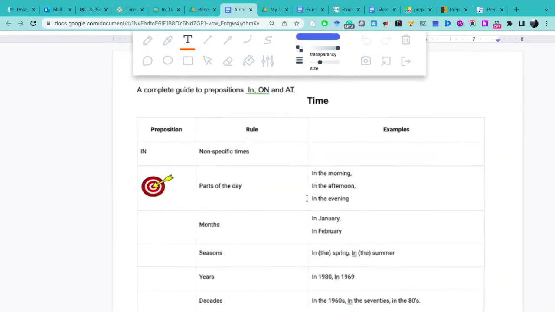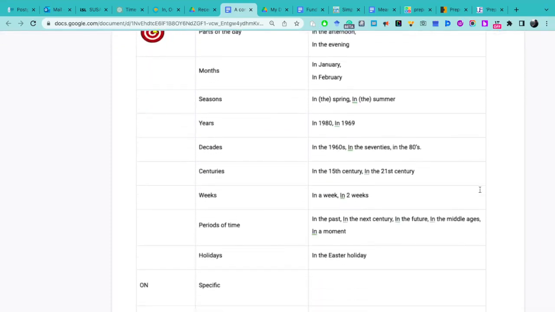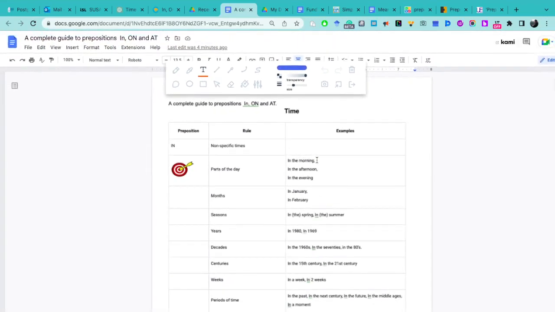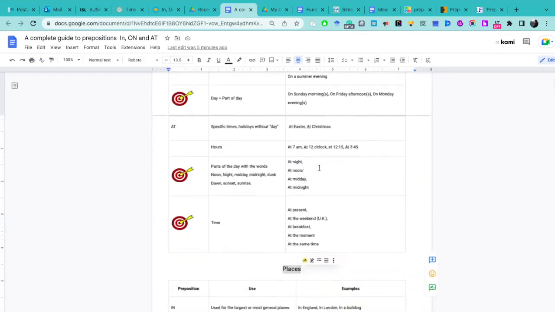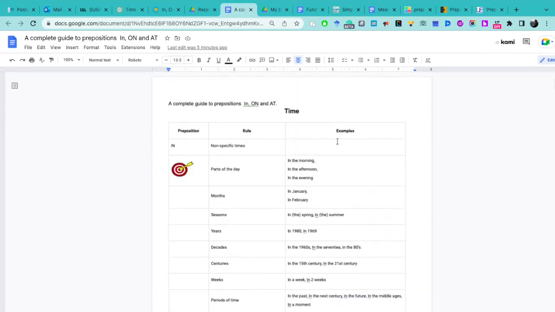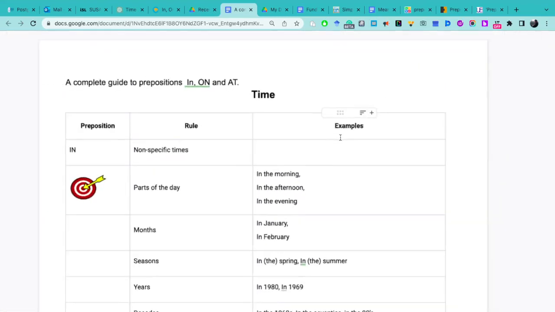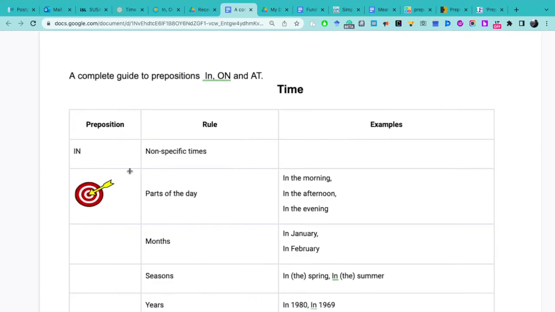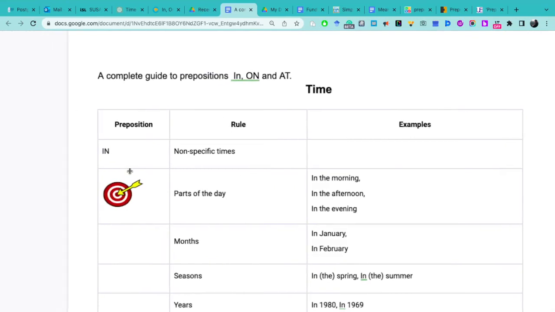Let me minimize this a little bit just to scroll down. Let me minimize a little bit more. Yes, so here we have a complete guide about the use of the prepositions in, on, and at, right? So the first preposition that I'm going to be explaining is the preposition in.